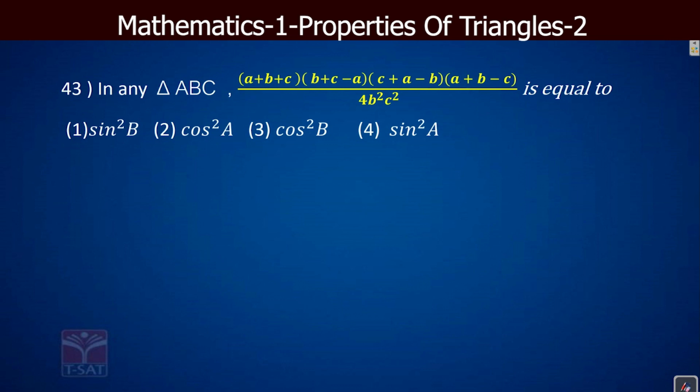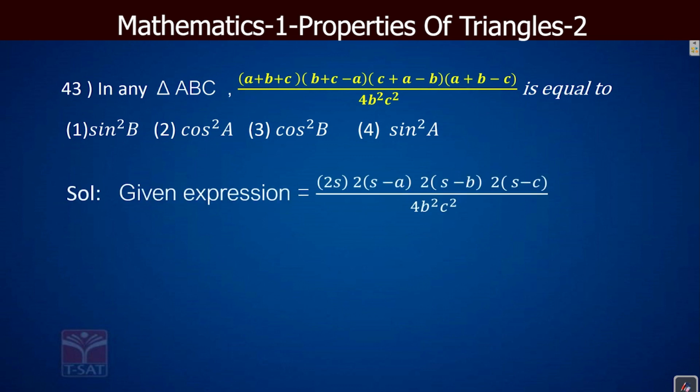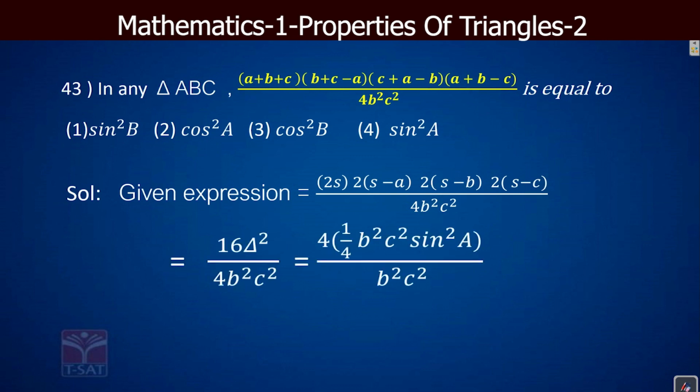43. In any triangle ABC, (A plus B plus C) into (B plus C minus A) into (C plus A minus B) into (A plus B minus C) by 4B square C square is equal to: 1) sin square B, 2) cos square A, 3) cos square B, 4) sin square A. EAPCET 2014. Now, given expression, you can write it as A plus B plus C is equal to 2S, so 2S into 2 into (S minus A) into 2 into (S minus B) into 2 into (S minus C). So, in the numerator you will get 16, in the denominator you are having 4. So, 16 by 4 means 4.